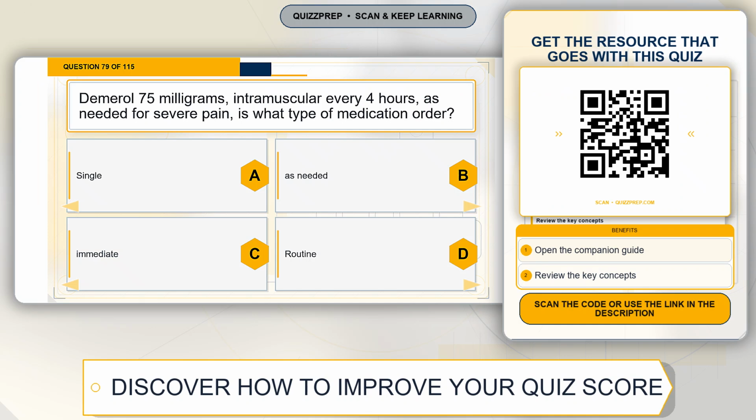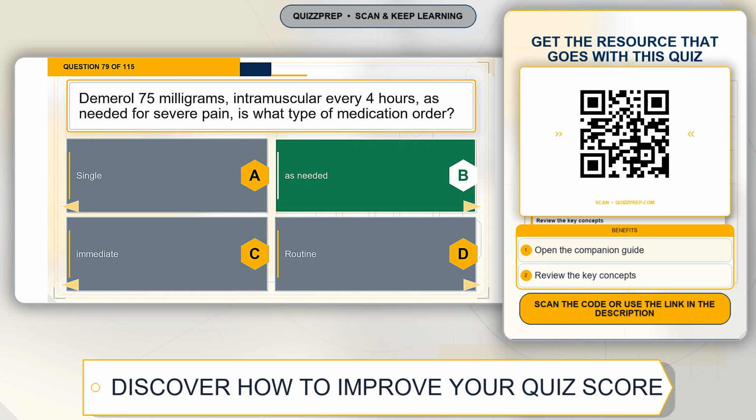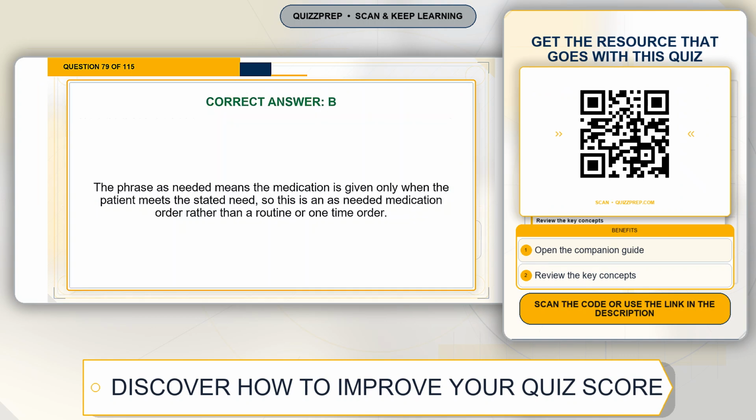Question 79. Demerol 75 mg, intramuscular every 4 hours, as needed for severe pain, is what type of medication order? Option A, single. Option B, as needed. Option C, immediate. Option D, routine. The correct answer is option B, as needed. Explanation. The phrase as needed means the medication is given only when the patient meets the stated need, so this is an as needed medication order rather than a routine or one-time order.